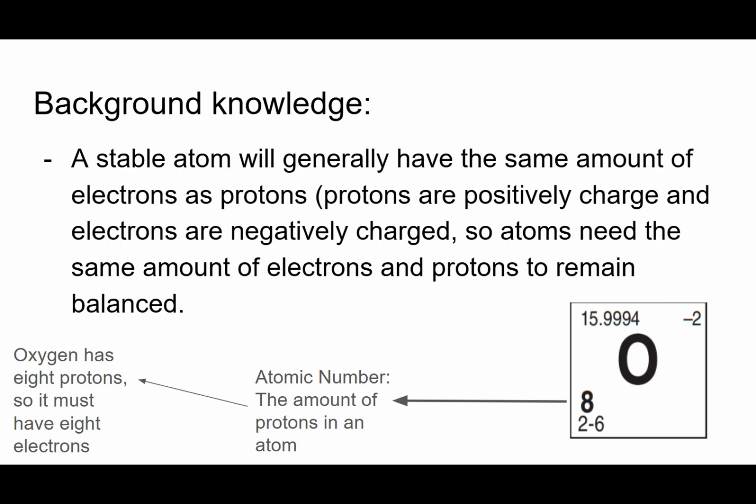And you also need to know about atomic numbers, right? This number over here is the atomic number. That's how many protons are in an atom. So oxygen has 8 protons, and because a stable atom will generally have the same amount of electrons as protons, since it has 8 protons, it will have 8 electrons.